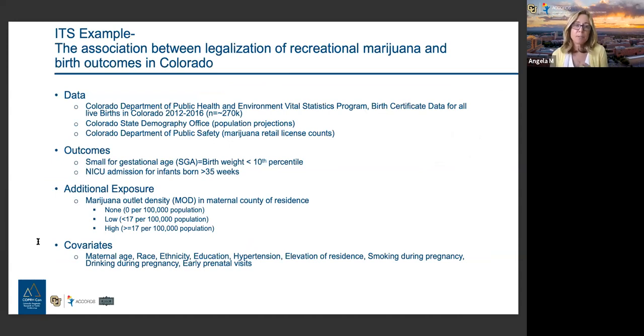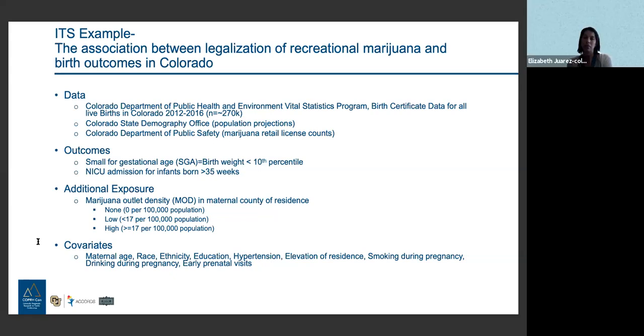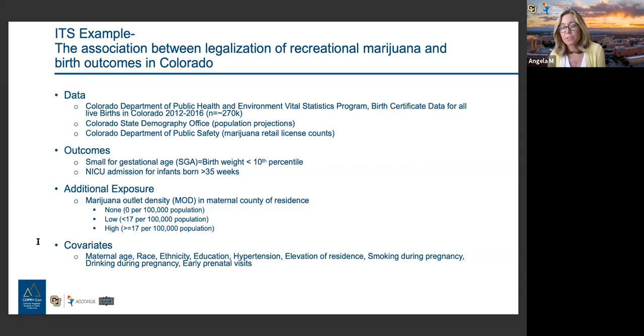Okay, I'm going to spend a little more time on this one. This was Dr. Justin Lockwood, who looked at the association between legalization of recreational marijuana and birth outcomes in Colorado. It's another 2019 study. He had birth certificate data for all live births in Colorado between 2012 and 2016, a large data set of about 270,000 births. He was also able to obtain marijuana retail license counts per county for the state of Colorado per year.